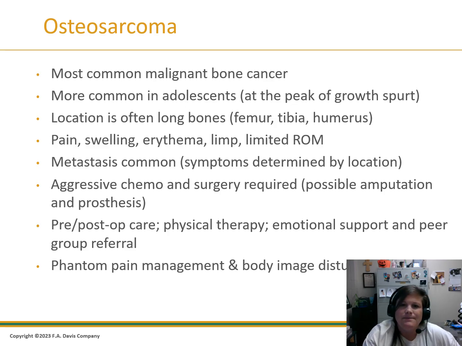Okay. So the locations can vary, but it's often long bones like the femur, tibia, and humerus. The cause of it is unknown, and the manifestations depend a lot on where it's at, but will include pain to that extremity, swelling, redness or erythema, limping, okay, some limitation in the range of motion because of the pain that they're experiencing. It's very common for metastasis to occur with osteosarcoma. So symptoms that you would expect would include wherever else the tumor has spread to.